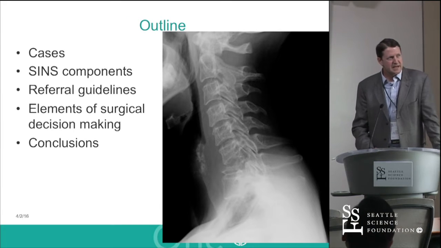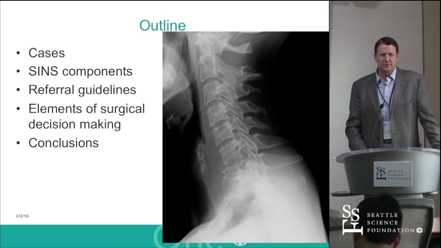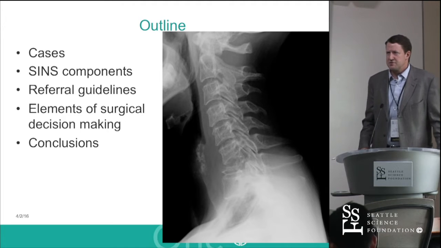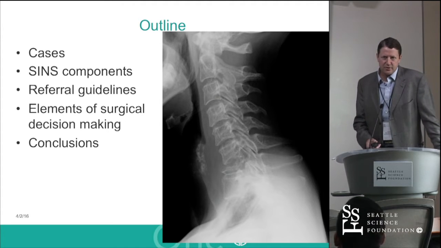So as an outline, we're going to go through a couple cases to look at these concepts. We're going to look at the SIN score, which is the spinal instability in neoplastic score, and look at some referral guidelines and elements of surgical decision making, and some final conclusions and opinions.